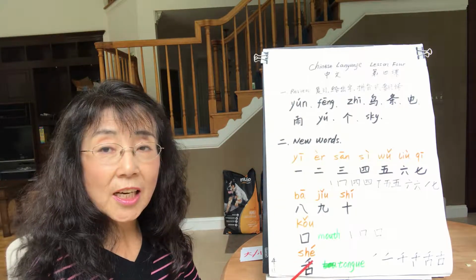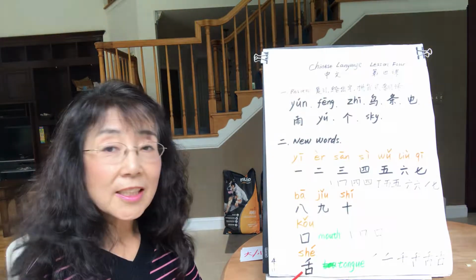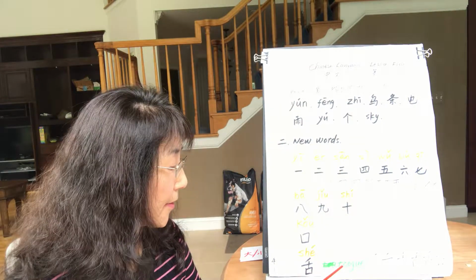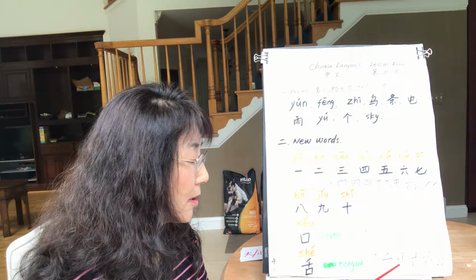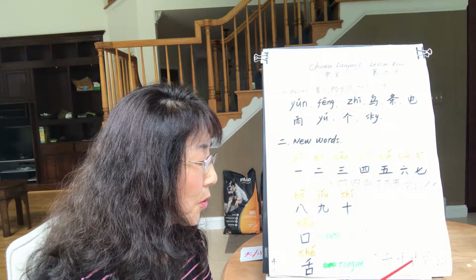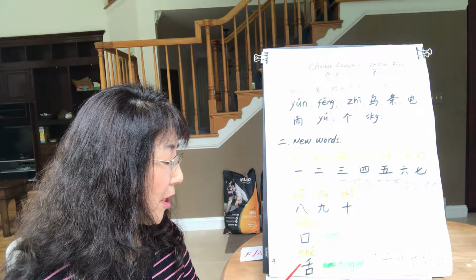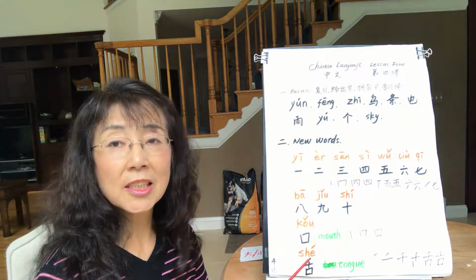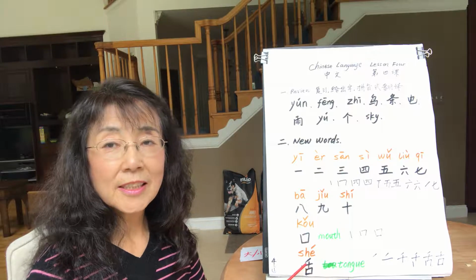She. She means tongue. First, pie, heng, shu. Then shu, heng zhe heng. Pie heng shu, shu heng zhe heng, she. Please read after me. She.